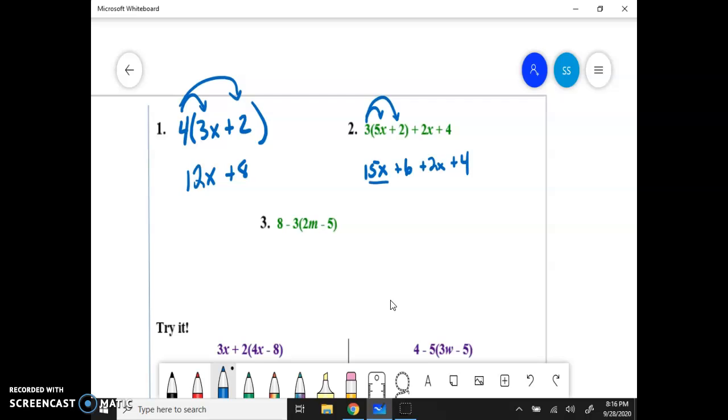And now we just combine our like terms. We have 15x's here and 2x's there. So we get 17x. We're done with those. And 6 plus 4 is 10.